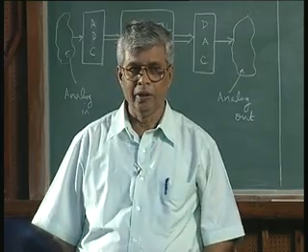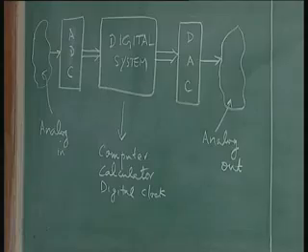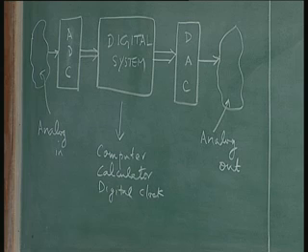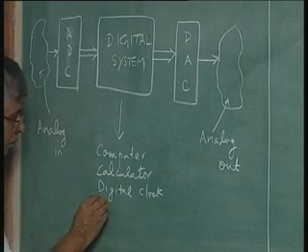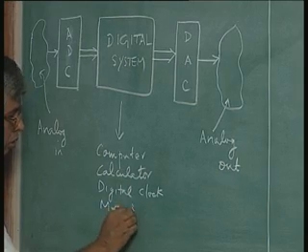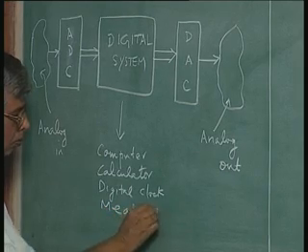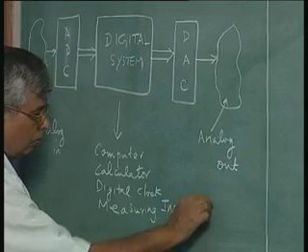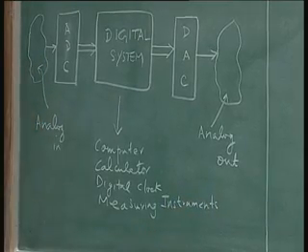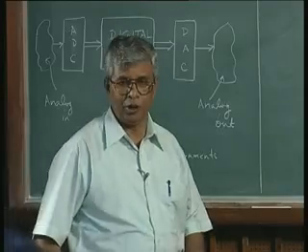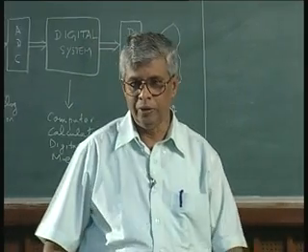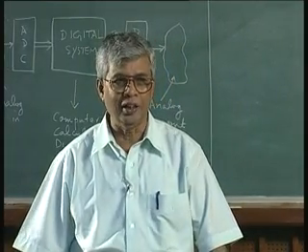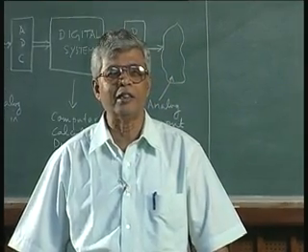Digital voltmeter, and I can say digital ammeter, and then I can say digital pressure meter. We can say measuring instruments. See, these are some of the obvious things, especially computer. The first thing that comes to your mind, but in today's world, almost everything is digital.